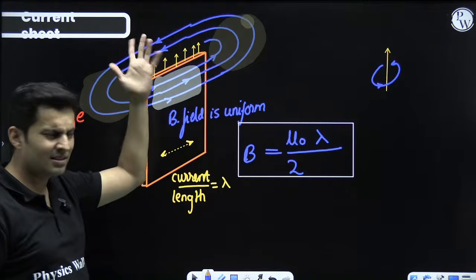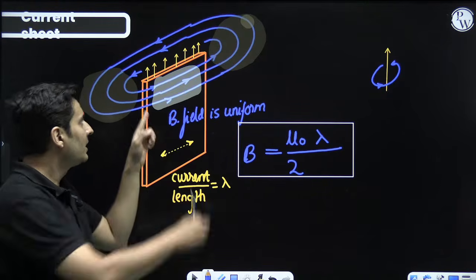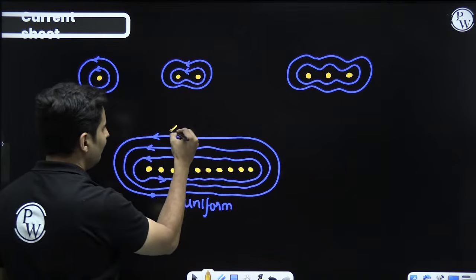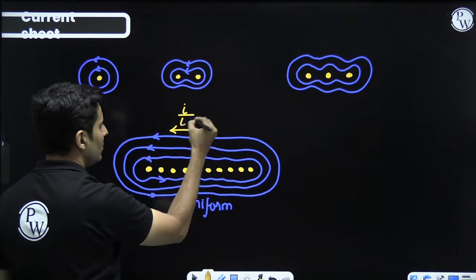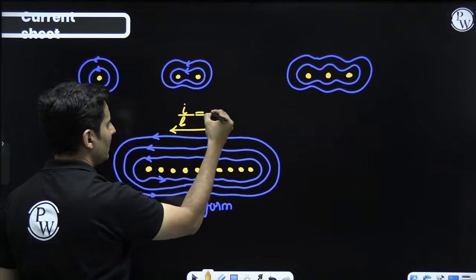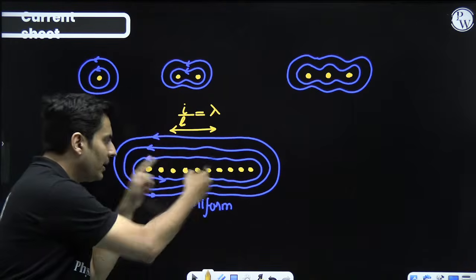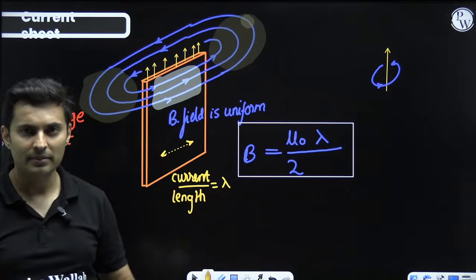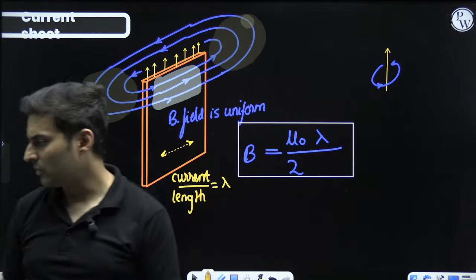At the ends, I'm not interested. And what parameter I need is basically this. If I take 1 meter, how much current is there? So current per unit length is called lambda. How much current is there per meter? So that helps me figure out the magnetic field. Mu naught lambda by 2. You can also get it via Ampere's law. I leave it up to you now.